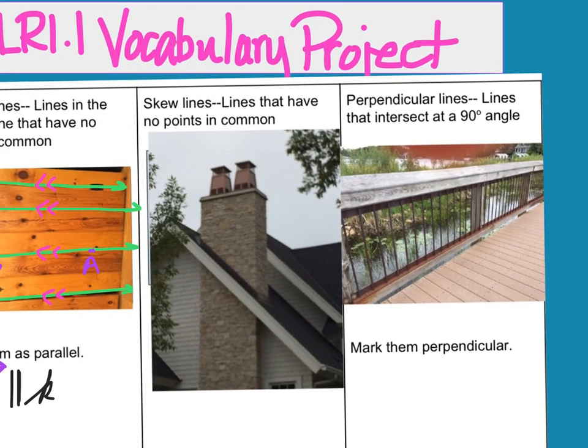Skew lines are lines that never meet, but they're not in the same plane. So if I take a look at this edge of this roof, and I take a look at the chimney back here, those 2 lines in reality never meet because the green line is further forward than the pink line. They're in different planes. Those are skew lines.